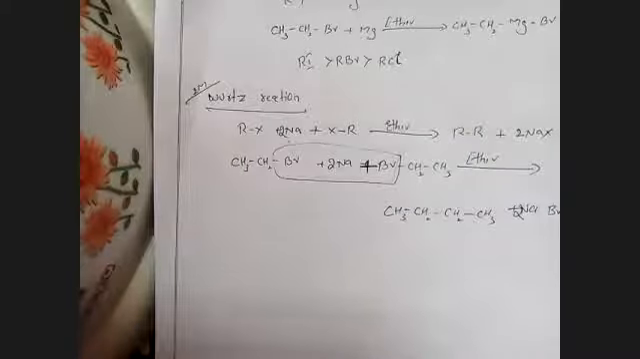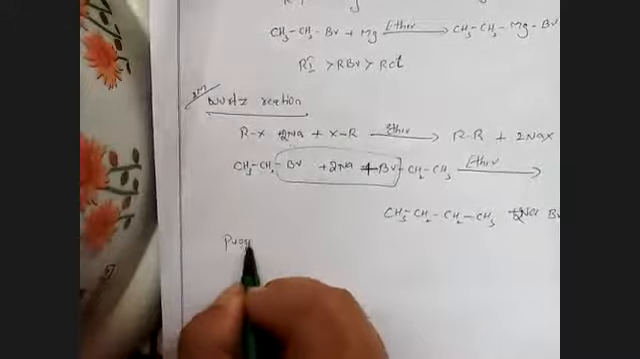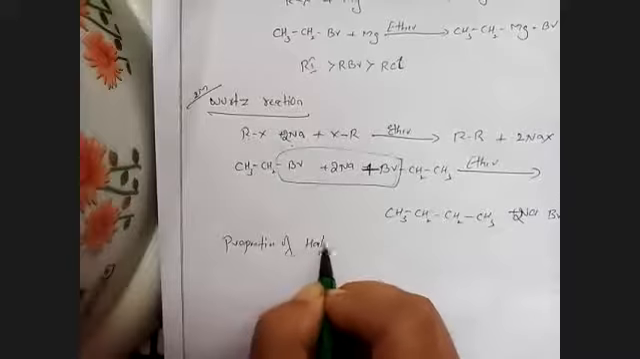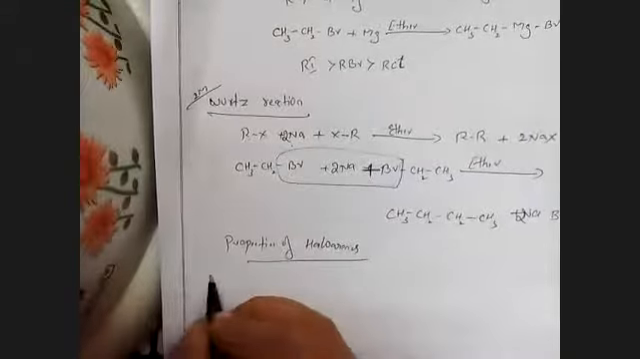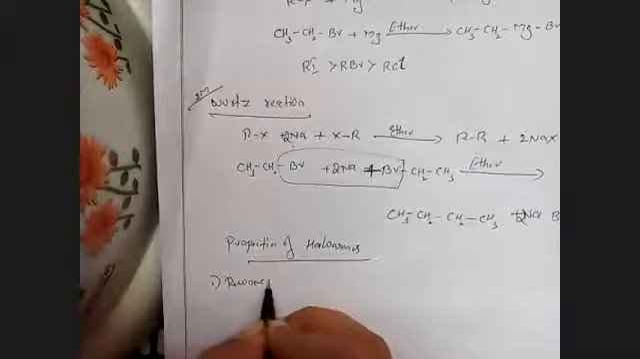Next, let us read the properties of haloarenes. Since we have already written resonance, I will finish faster. I'll write in a fast way. These are the properties of haloarenes. First one, resonance effect.